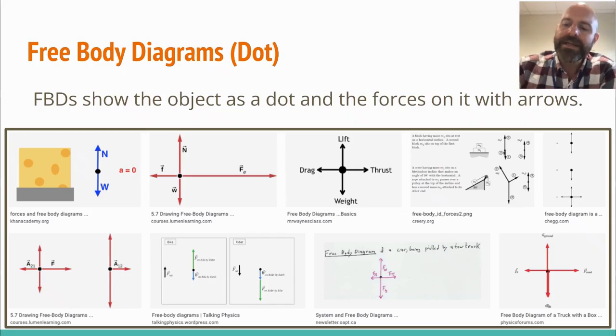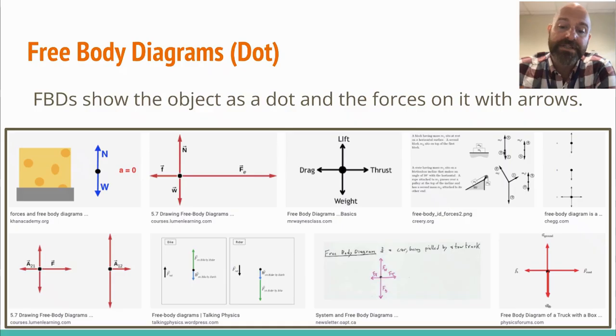All right, the last thing we need to talk about is how we put all this together. And that is the free body diagram, or a dot diagram. A free body diagram shows an object as a dot. You know, as physics teachers and physicists, we really like to simplify things. Just a dot represents any object.